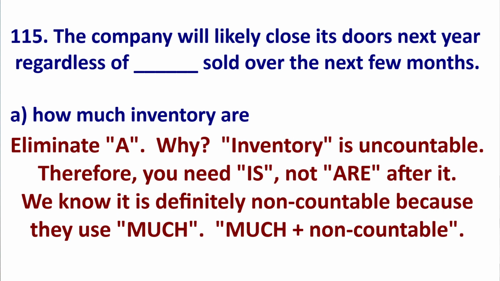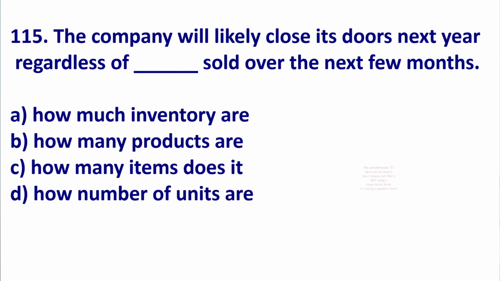Next, eliminate A. Inventory is usually non-countable. In this question, they are using inventory in the non-countable way. So inventory is like information or advice. After non-countable nouns, we don't use are or were. We use is, was, and in this form, we would not use inventory are. We would say inventory is. So let's eliminate A.